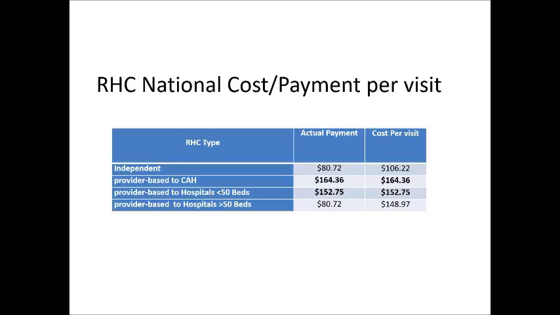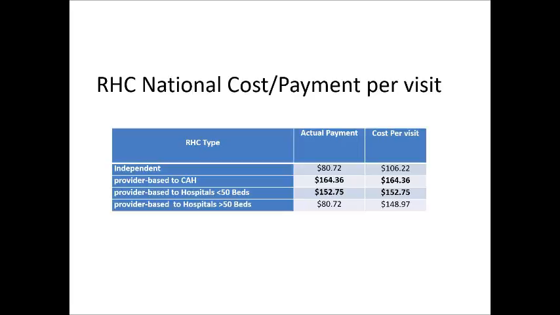So we have independent RHCs, the larger hospital-owned RHCs that are subject to a cap. The smaller RHCs are not subject to a cap. And what we see here is that for the independent RHCs, the cap is $80.72, and that's the average payment. Most independent and provider-based above 50 beds have a cost per visit that's above the cap, but because they're capped, that's their actual payment.